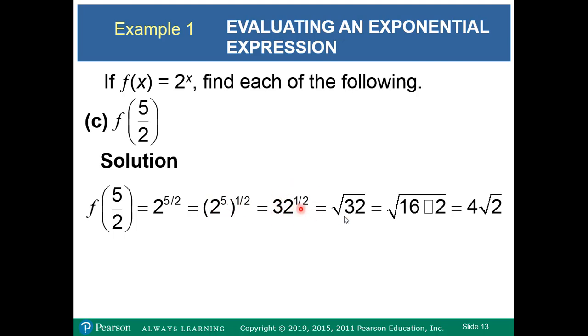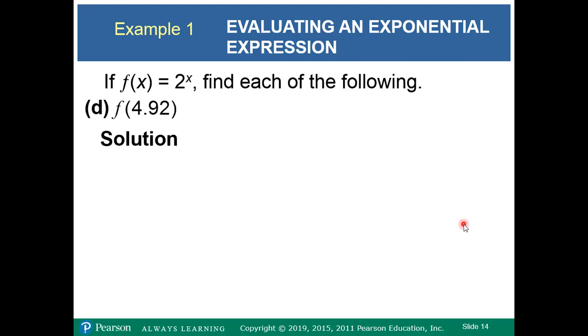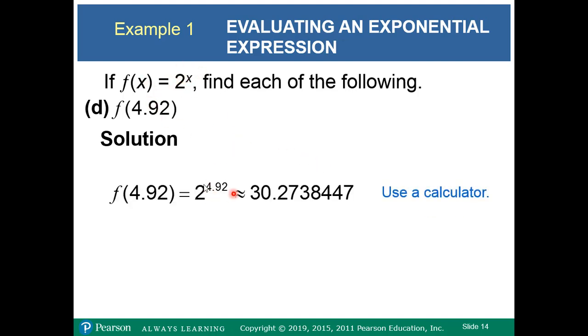The square root of 32 is, well, we split this into two factors. So we can write this as the square root of 16 times the square root of 2. Well, the square root of 16 is 4, and so we get 4 times the square root of 2. Okay, what about this one? 2 to the power of 4.92. Well, we can use our calculator for this one.